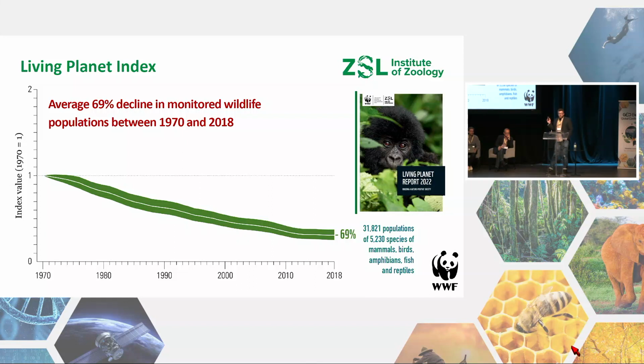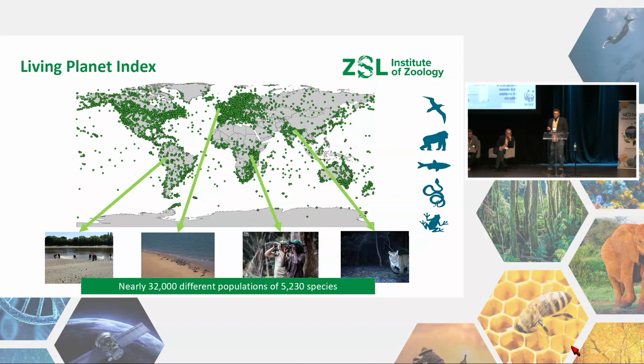I'm not going to describe this much just now, apart from the fact it shows a 69% decline in relative abundance between 1970 and 2018, but I'm happy to discuss this with anyone, warts and all, afterwards. What I want to focus on today is how we've used the underlying data from this to explore how populations are responding to drivers like land use and climate.